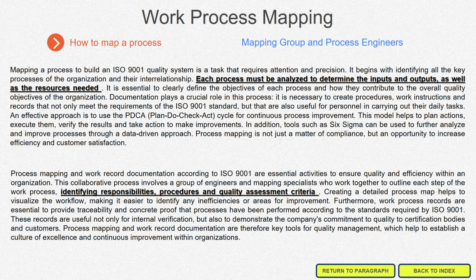Begin by identifying key processes and their interrelationships. Create procedures, work instructions, and records that meet ISO 9001 requirements. Use the PDCA cycle for process improvement and tools like Six Sigma for detailed analysis. Collaborative mapping increases efficiency and customer satisfaction.